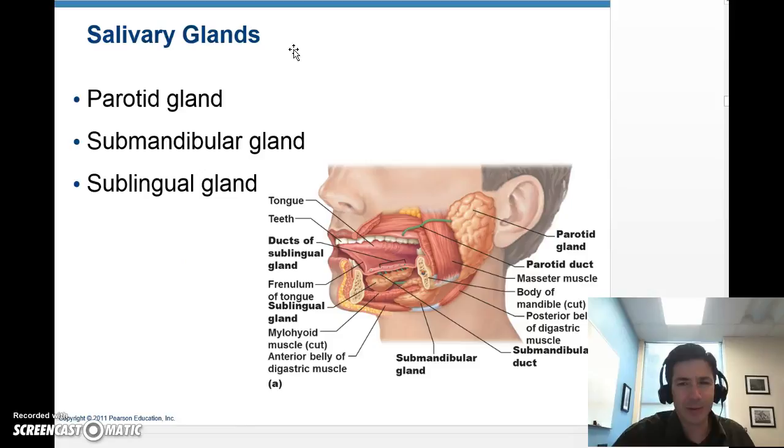Salivary glands, for whatever reason, we don't cover in the lab, so you just want to know that the parotid, the submandibular, and the sublingual are all examples of salivary glands. You will not have to identify them either in lecture or in lab because we just don't have very good pictures of them.